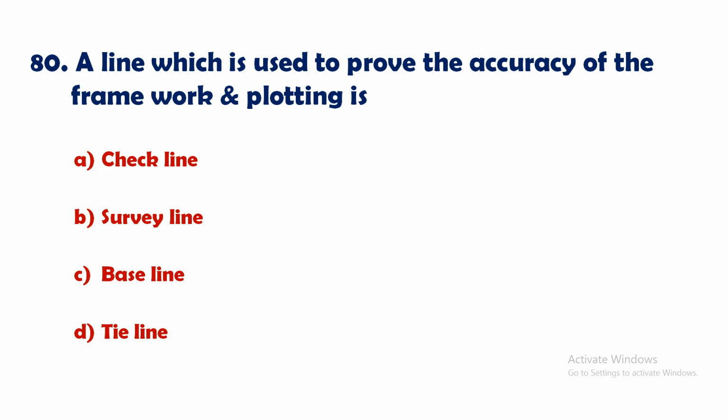A line which is used to prove the accuracy of a framework and plotting is a check line, survey line, base line, tie line. The answer is a line which is used to prove the accuracy of framework and plotting is a check line.